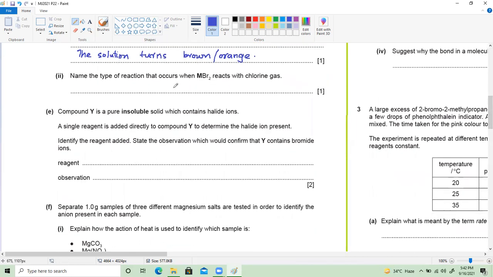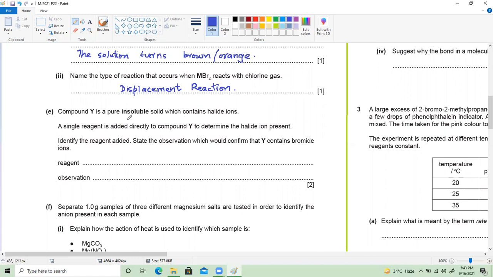Okay, name the type of reaction that occurs when MBr2 reacts with chlorine gas. We know it's called what? A displacement reaction, where a more reactive element replaces a less reactive element from its compound and takes its position. So this is called displacement reaction.